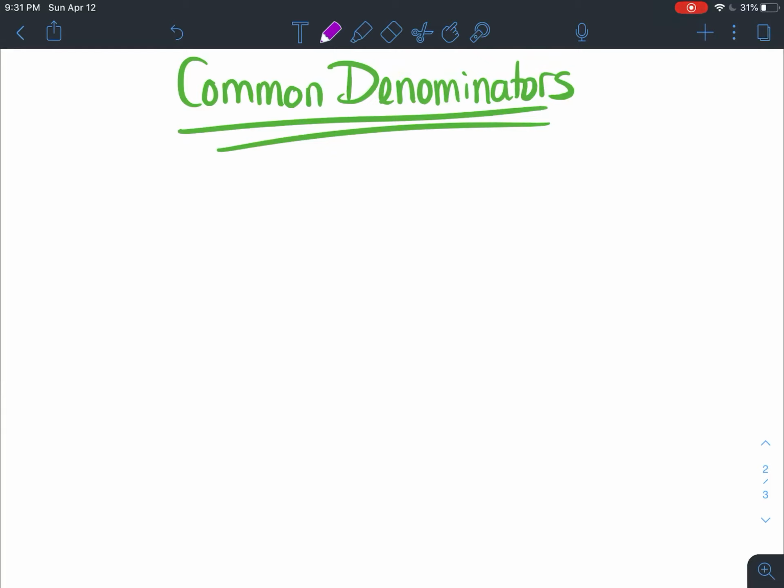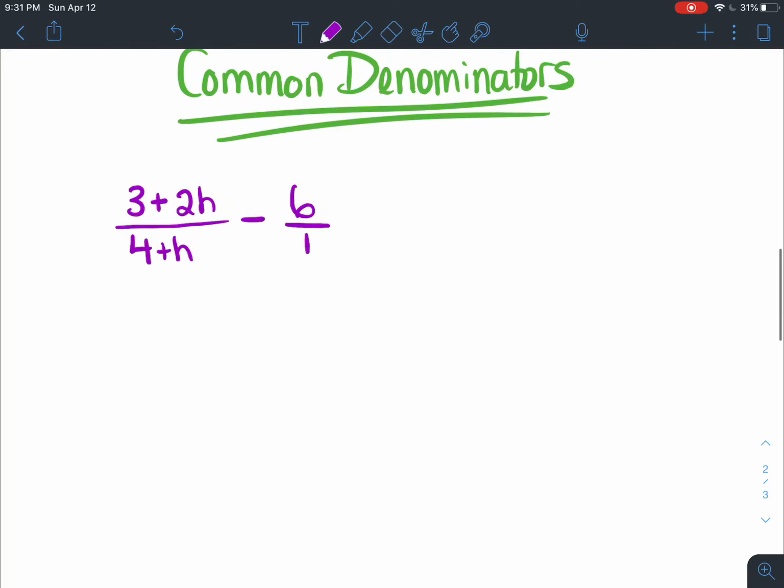So let's say we have a crazy denominator. Let's say we had an expression like 3 plus 2h over 4 plus h, minus 6. I'm using h's since they're coming up. Let's say you had that, and you want to be able to subtract these fractions. Okay, so this 6 is over 1, so they're not the same denominator.